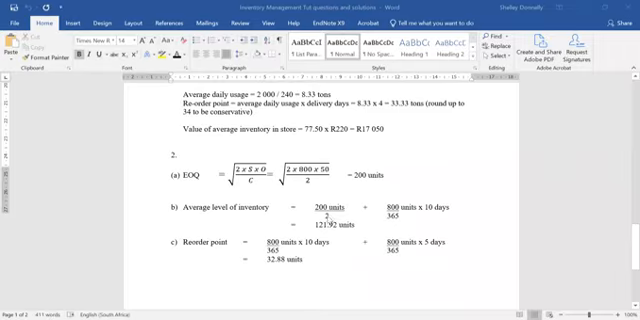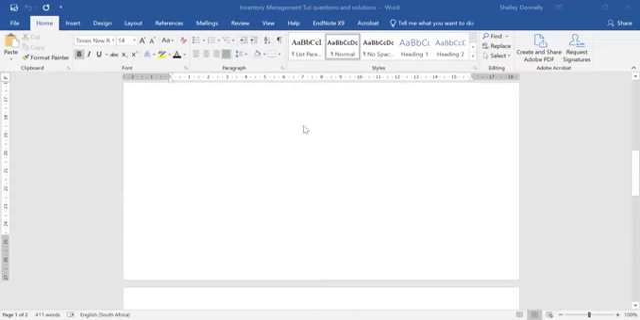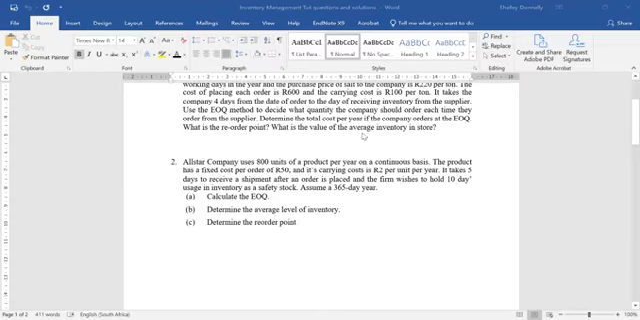Average level of inventory is 200. Oh, here's me falling into my own trap. So on the one hand, it's 200 units over 2. That's on average. So that's based on the EOQ. But we can't forget that in the question it said they always want to have 10 days worth of inventory as a safety stock.